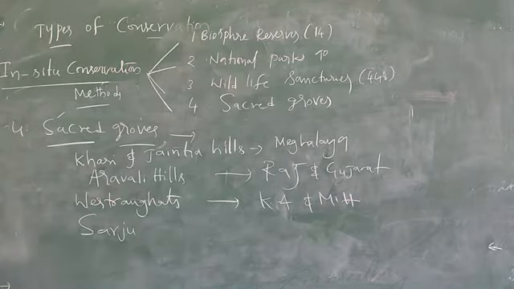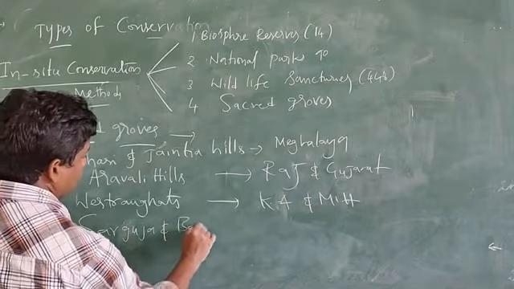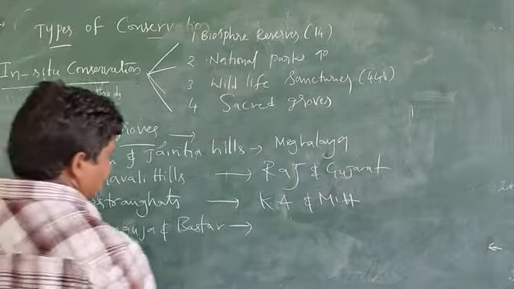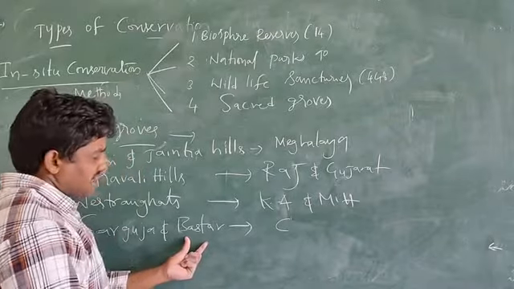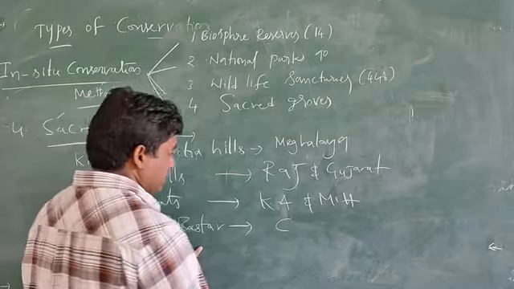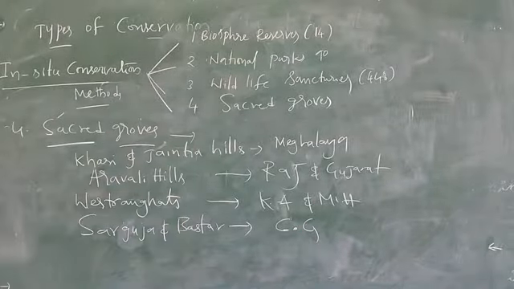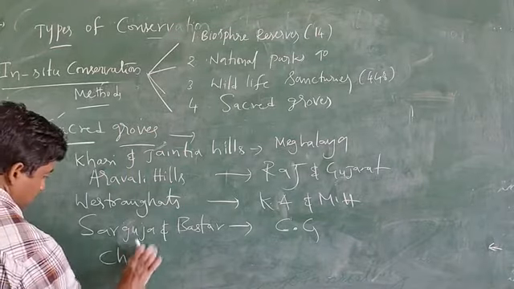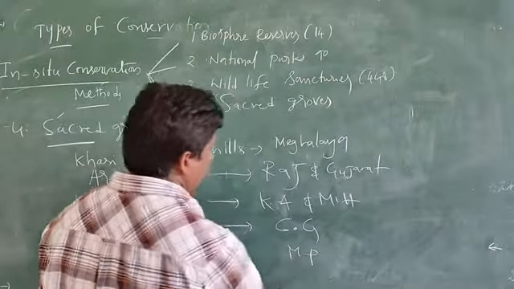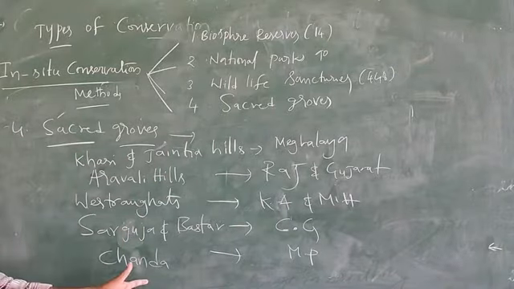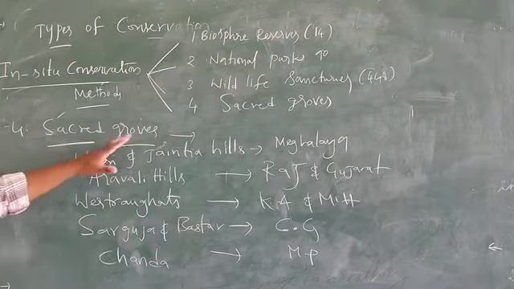Sarguja and Bastar are mainly where such groves are located. In those areas, particularly in the state of Chhattisgarh, there is a presence of sacred groves, and also in the Chanda region, in the state of Madhya Pradesh. These are examples of where sacred groves are located in India, in different states.